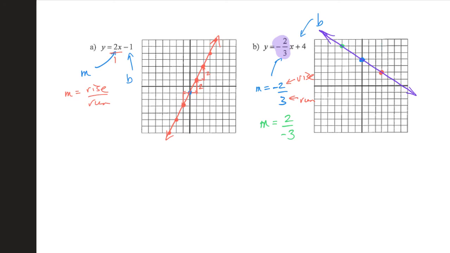Okay, I want to show you what the real common mistake would be here. And it means that we're going to make a mistake when we interpret slope. Notice the way that that's written is you have a slope of 2/3 and your negative is right on your fraction line.